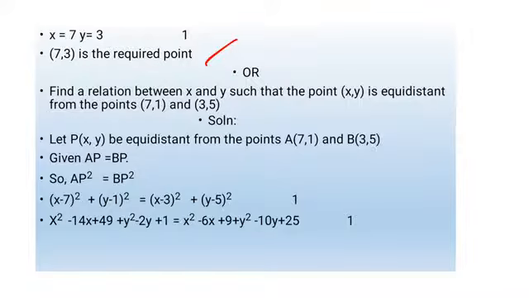This has option question. Find a relation between x and y such that the point (x, y) is equidistant from the point 7, 1 and 3, 5. Let P(x, y) be equidistant from the point A 7, 1 and B 3, 5. Given AP is equal to BP, or AP square is equal to BP square.